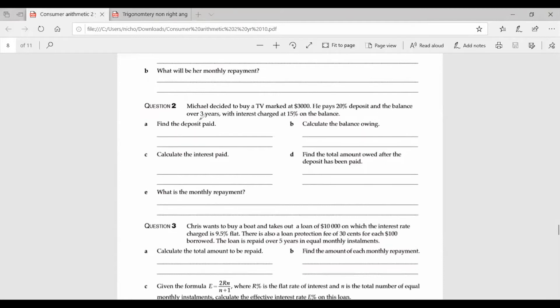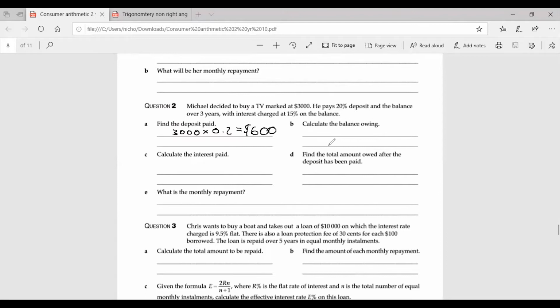You find 20% of $3,000. Yeah, and how do we do that? 3,000 times 0.2 or 20 over 100. Yeah, perfect. And that should give you $600. $600. Perfect. And calculate the balance owing. So how would we do that?